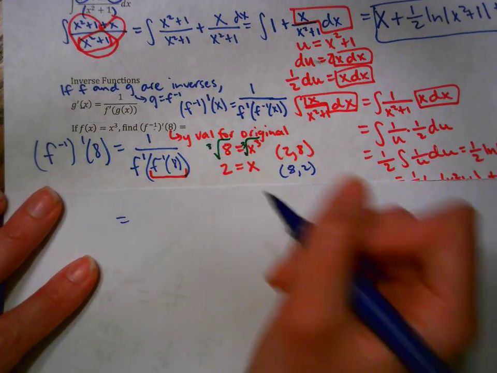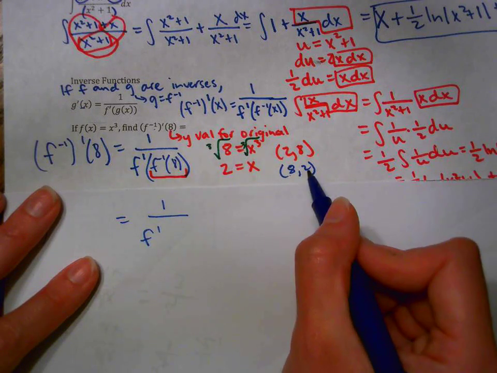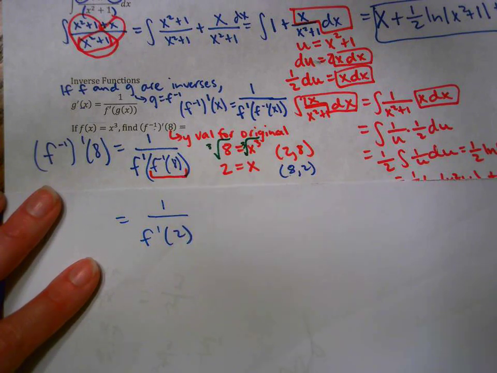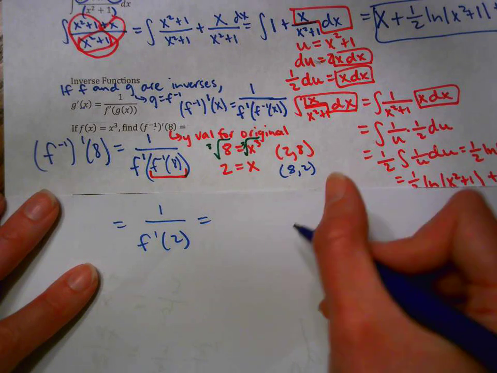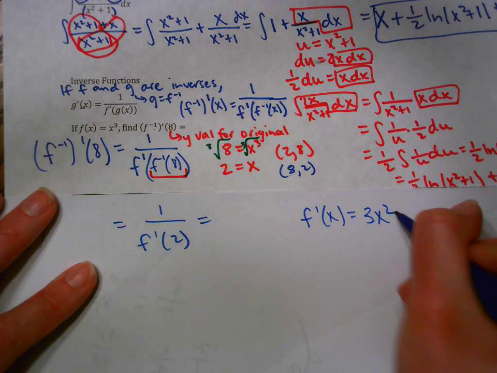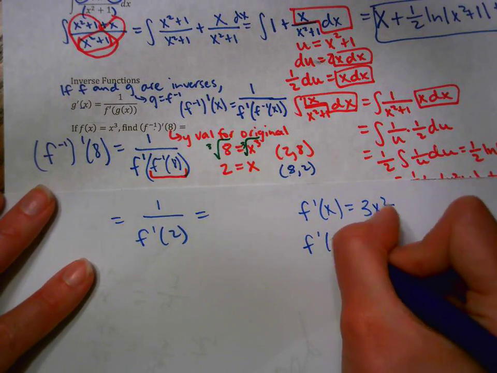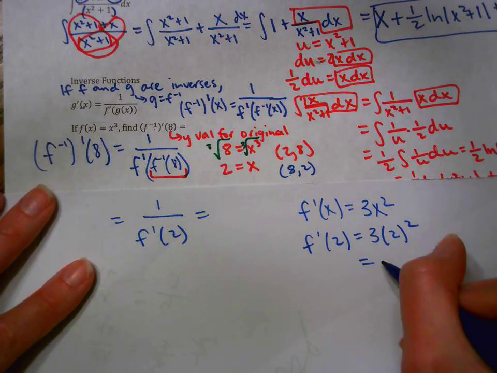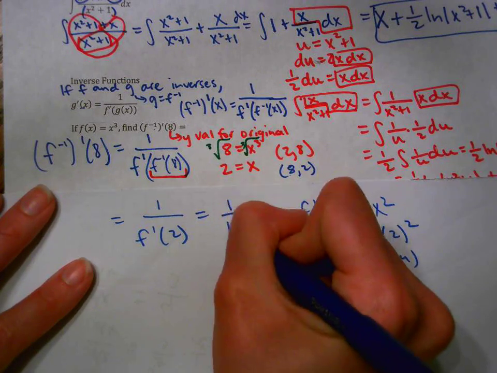So this would equal 1 over f prime of the inverse value at 8, which we just determined is 2. This x value from the original is the inverse value. And now we just need f prime of 2. Well, we have f of x, you need to go over to the side and get f prime, which would just be 3x squared. So then that makes f prime of 2, what is that? 12. So the answer is 1 over 12.